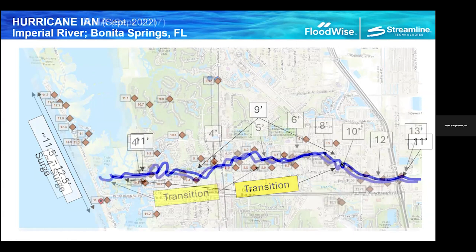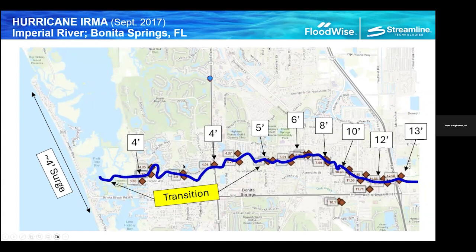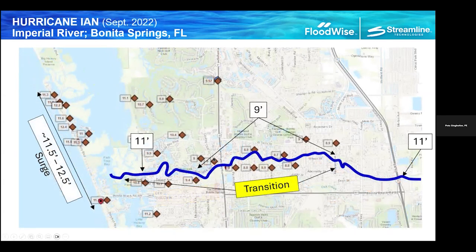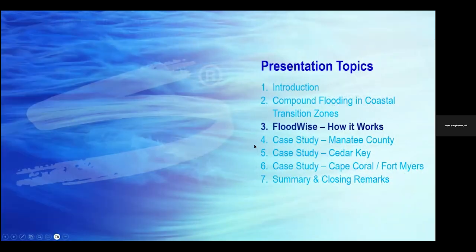And Hurricane Irma was just the opposite. Very little storm surge flooding, mostly rainfall-induced flooding. So the question is, how can we account for this? How can we account for both the storm surge and all the variables associated with the rainfall-induced flooding, and basically do compound flooding in real time rather than a probabilistic type of compound flooding? And that's what we want to talk about. So flood-wise, how does it work?